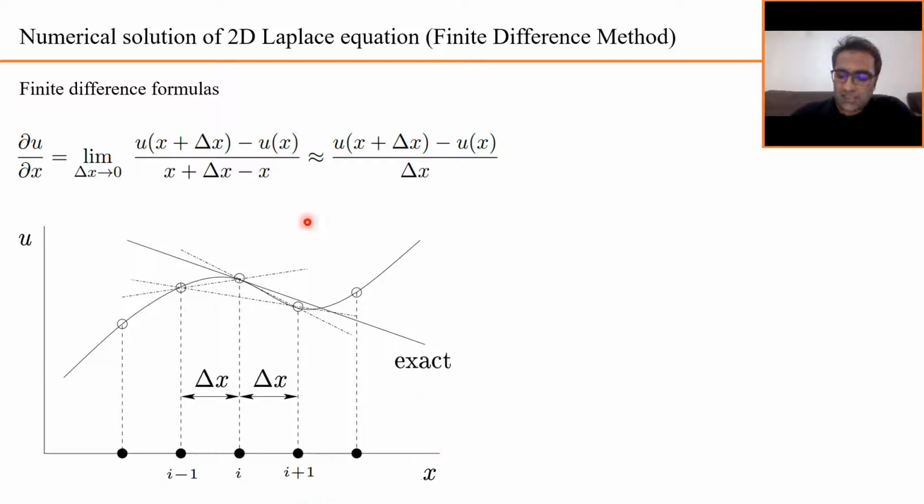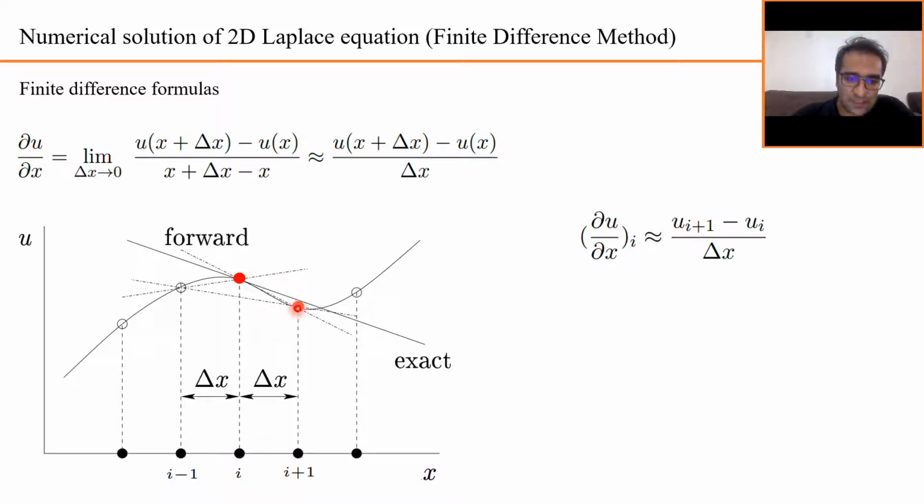So, based on this definition, we can say that the derivative of the function with respect to x at the point i is the value of the function at the point i plus 1 minus the value of the function at the point i, divided by delta x. And this is known as the forward finite difference.